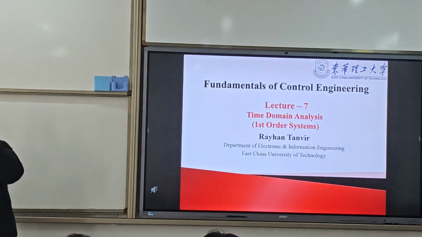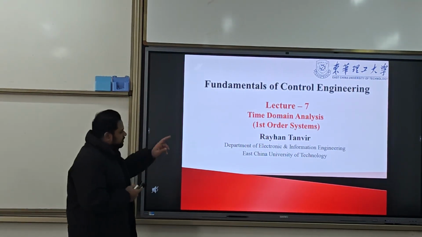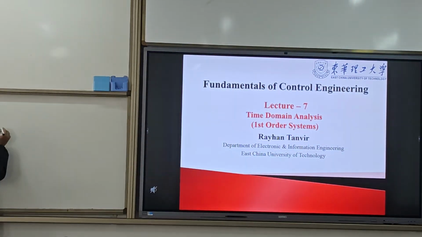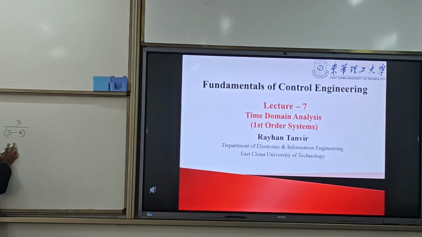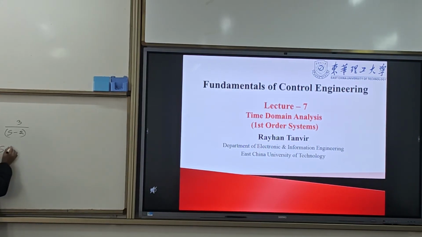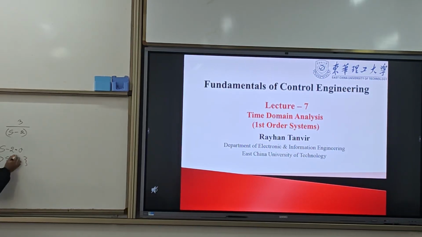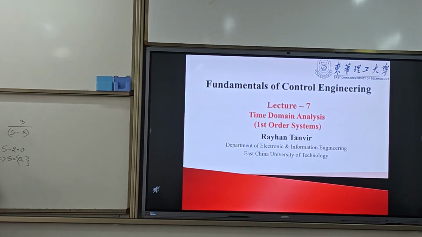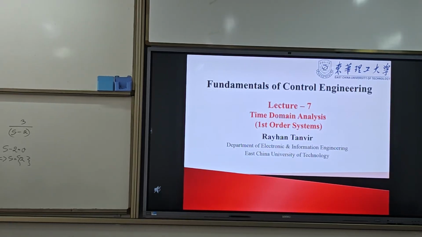Time domain analysis has two types of systems. First order system is what we are going to discuss today. Suppose 3 by s minus 2. Here, s minus 2 equal to 0 gives you s equal to 2. That is the pole. If your system has one pole, that is called a first order system.